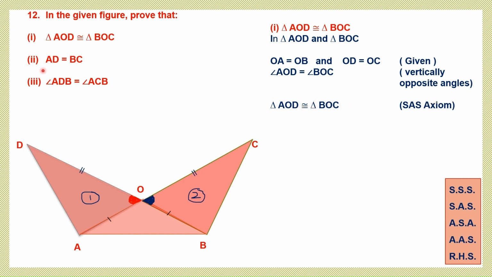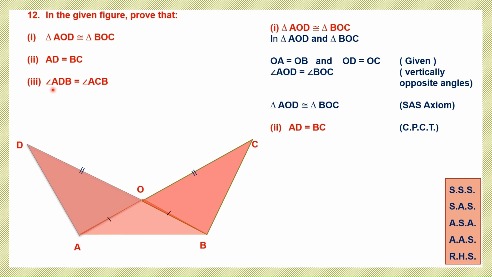Now the second one is we have to show that AD is equal to BC. Now where is that? That is this one. AD is equal to BC. These are the two corresponding sides of these two congruent triangles. And since these two triangles are congruent, then we can say that the corresponding sides are equal. So in that case, these two sides are equal. So we can say AD is equal to BC. And what is the reason? Corresponding parts of congruent triangles are equal. Okay, because they are corresponding sides of these two congruent triangles.